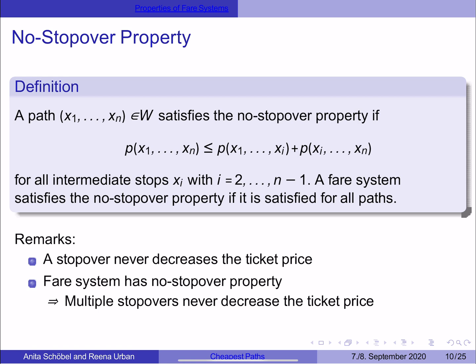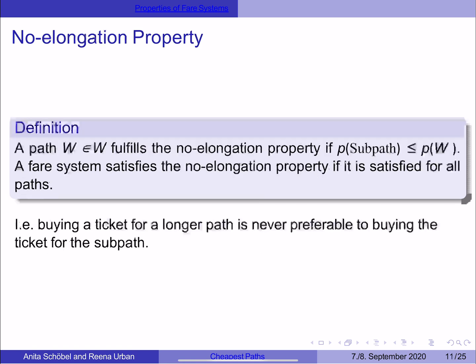And a fare system satisfies the no-stopover property if it is satisfied for all paths. This means that if the no-stopover property holds, you never decrease the ticket price by a stopover. And if a fare system has the no-stopover property, then also multiple stopovers will never decrease the ticket price.